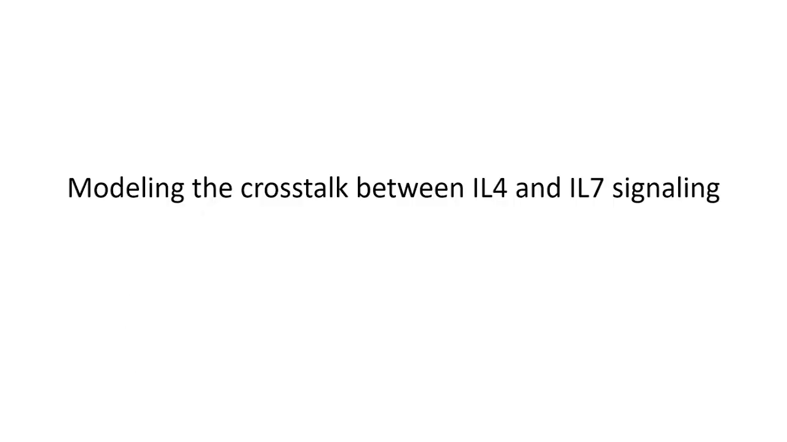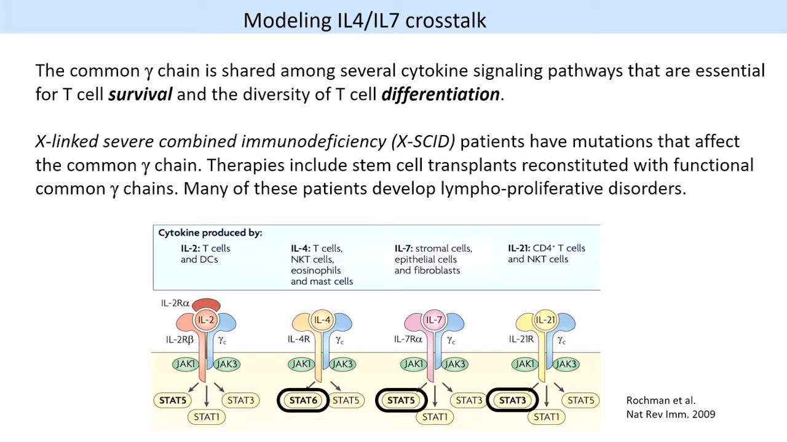And I will now apply this to modeling the crosstalk between IL-4 and IL-7 cytokine signaling, a bit more interesting biological application. So IL-4 and IL-7 are members of a family of cytokines that require, in addition to the private receptor chain that binds the cytokines, the common gamma chain. So as soon as they have ligated their specific cytokine, they recruit the common gamma chain, and then the associated kinases become activated and activate downstream transcription factors. In the case of IL-4, predominantly STAT6. In the case of IL-7, predominantly STAT5.